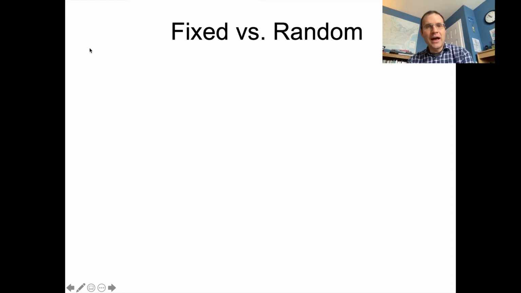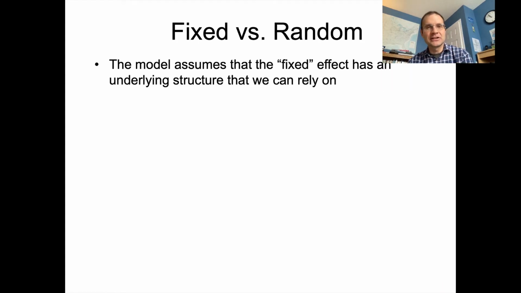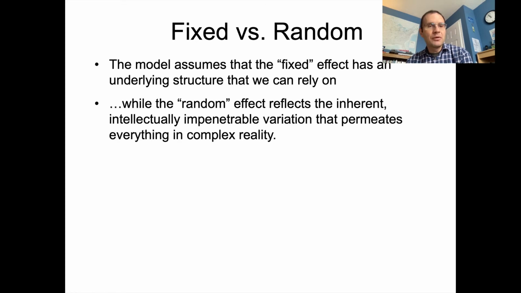Okay, so with that in mind, why are we drawing this distinction between fixed and random effects? The model assumes that the fixed effect has an underlying structure that we can rely on. The random effect, on the other hand, reflects the inherent, intellectually impenetrable variation that permeates everything in complex reality. This looks like something I wrote when I wasn't actually saying these words out loud. But there's always going to be some variation or randomness in any complex phenomenon if you try to measure it. So you can't get rid of that completely.